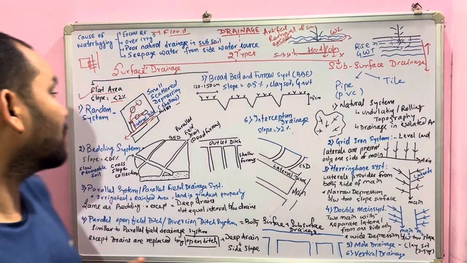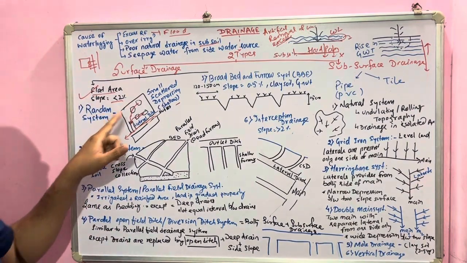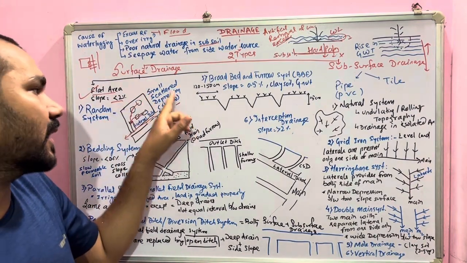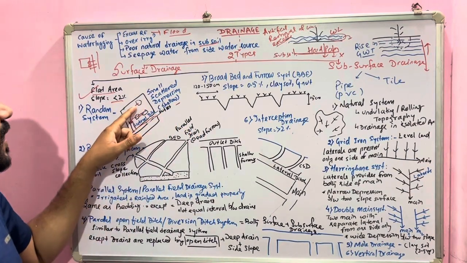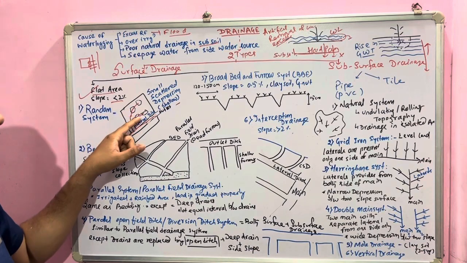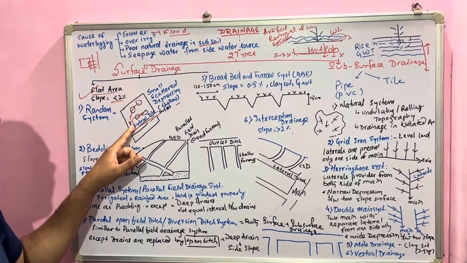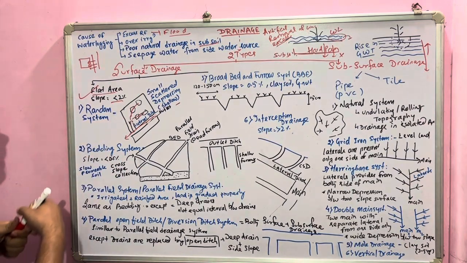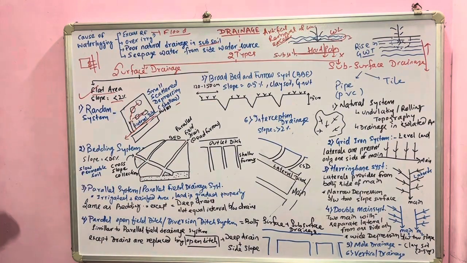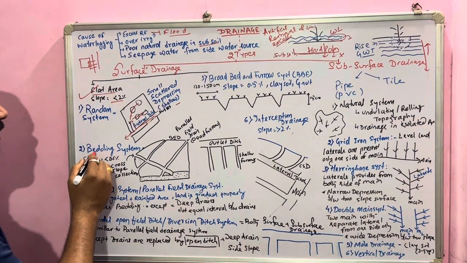Okay, so random system will be followed when there are a number of scattered depressions, which are normally shallow in nature. In this case, randomly we should connect all the depressions, and then the final water will be drained out through the lateral ditch and come to the outlet. Okay, next coming to bedding system.